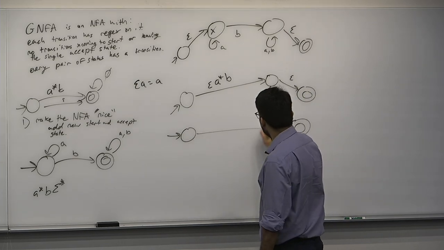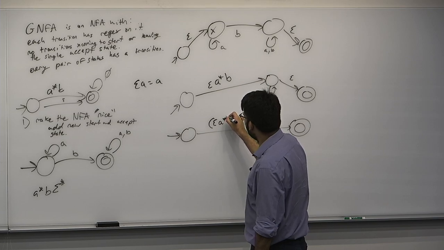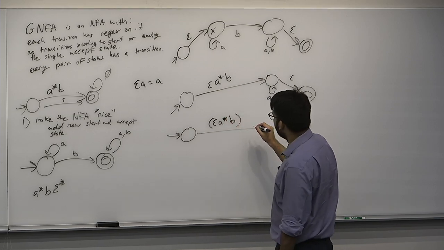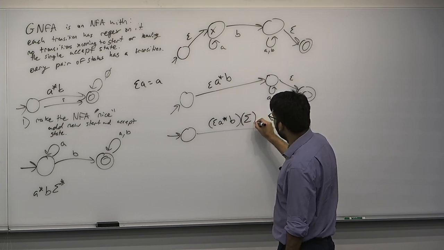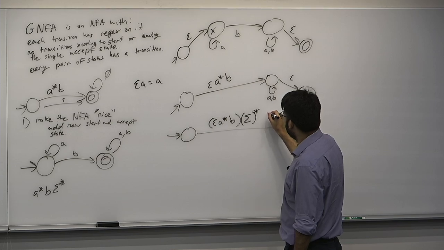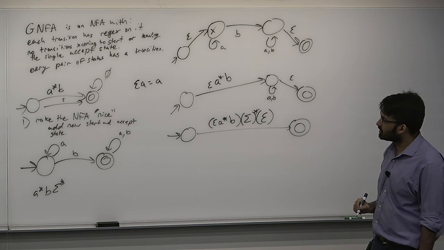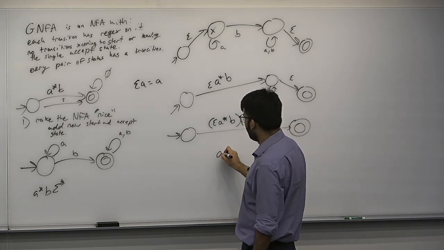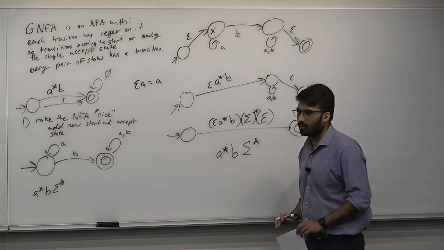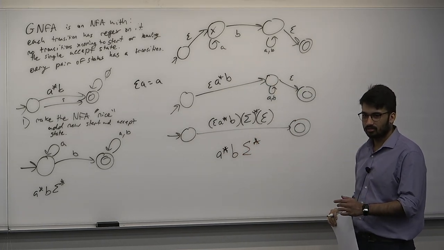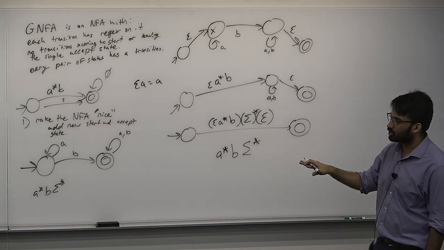So this is going to be epsilon. That's the first part. It's going to be sigma to the star, and then the second part, which is the last part, the empty string, right? If we simplify that down, we end up getting A star B sigma star, exactly as desired. So doing this process, you can convert any regular expression to an NFA.